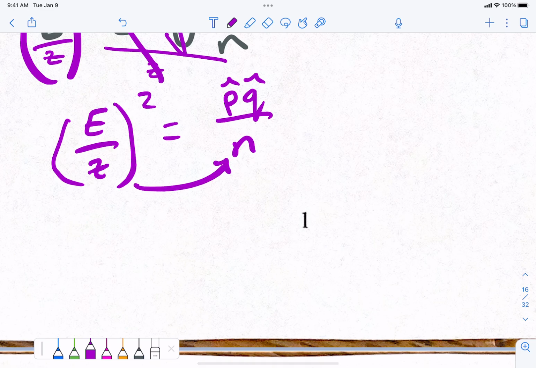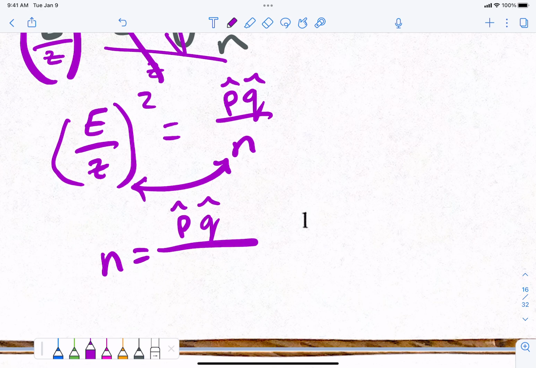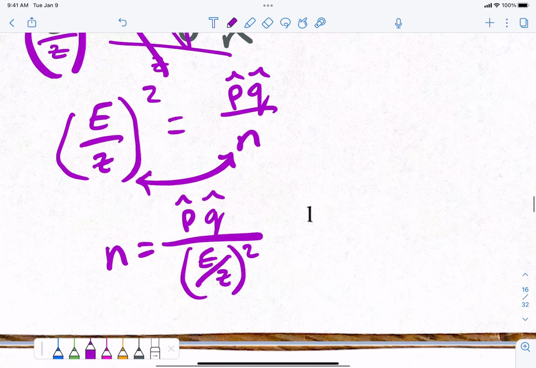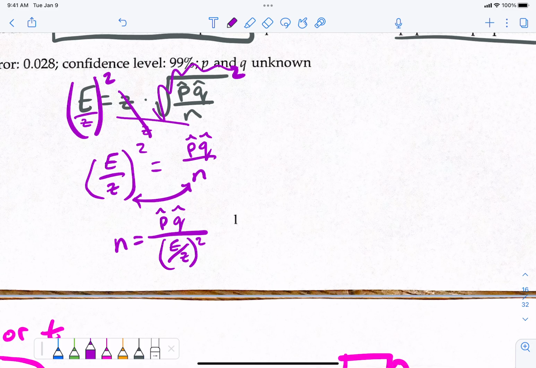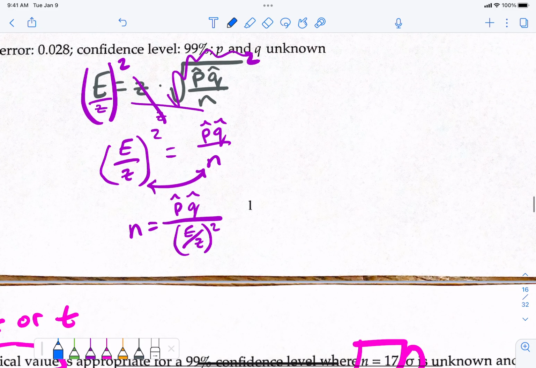I'm going to flip-flop these two spots. So N equals, here's your formula for N: P hat, Q hat over E over Z squared. That's what we're going to use for our formula. It's just taking that top equation for error and rearranging it. Now we need to know what P hat and Q hat are, and E and Z.